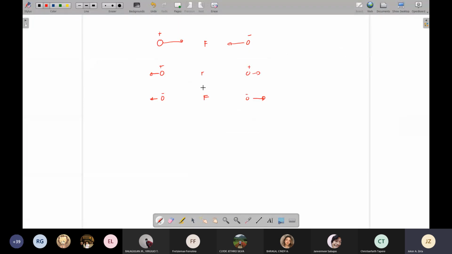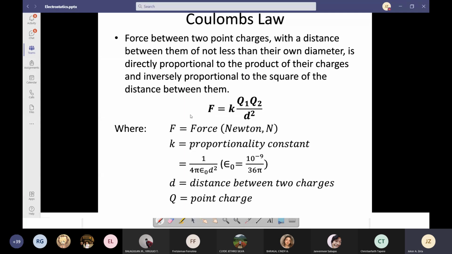Okay? Now, to solve for this force, this will be the formula. Now, of course, since it is called force, the unit will be in Newton. And K here is called the proportionality constant. So, K is equal to 1 over 4 pi E sub O d squared, while E sub O is equal to 10 to the negative 9 over 36 pi. So, K again is constant. So, everything here, kanang 4 pi, E O nga 10 to the negative 9 over 36 pi, these are all constant. Okay? By the way, wala nilabot ang d squared, ha? Kay constant man ang K.